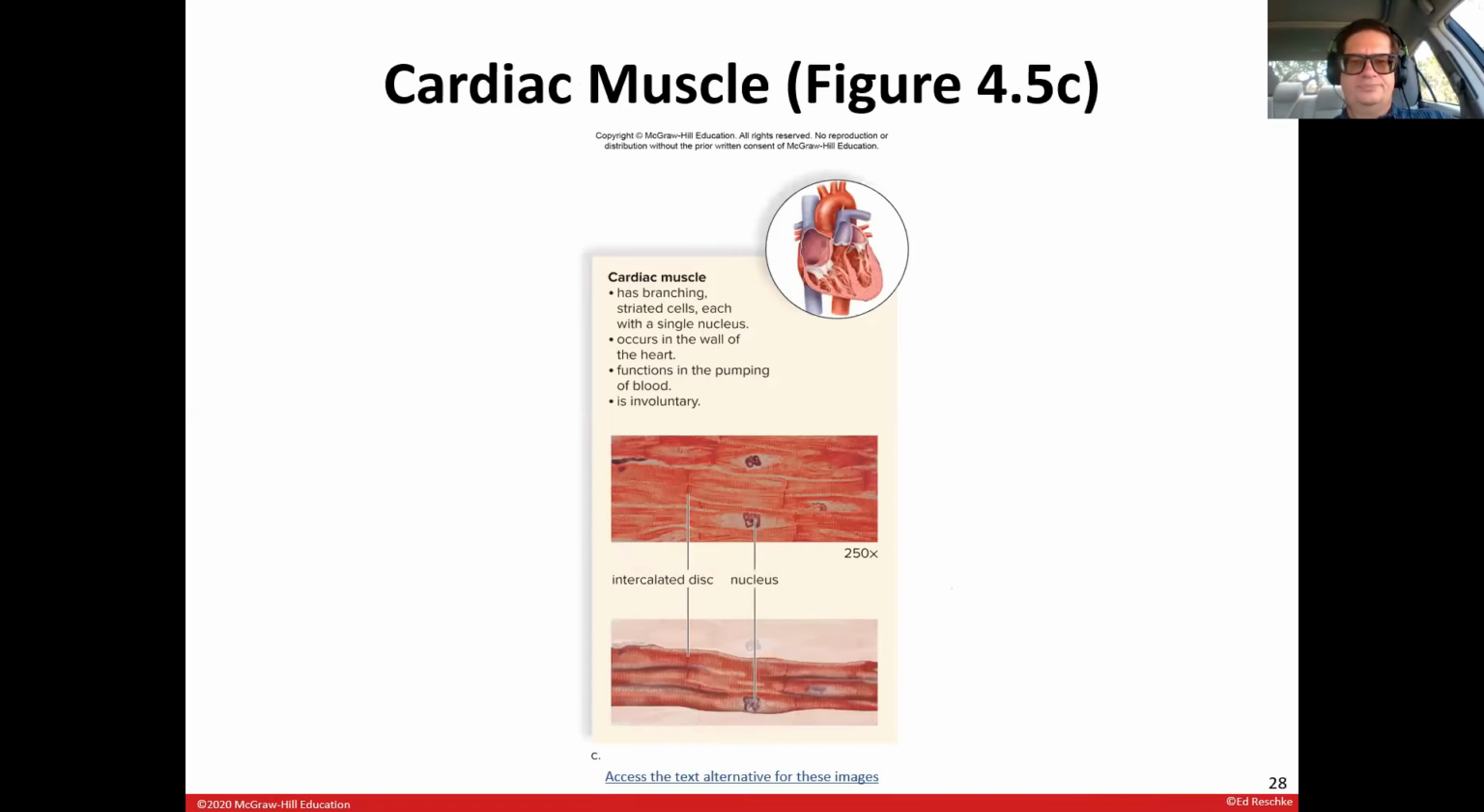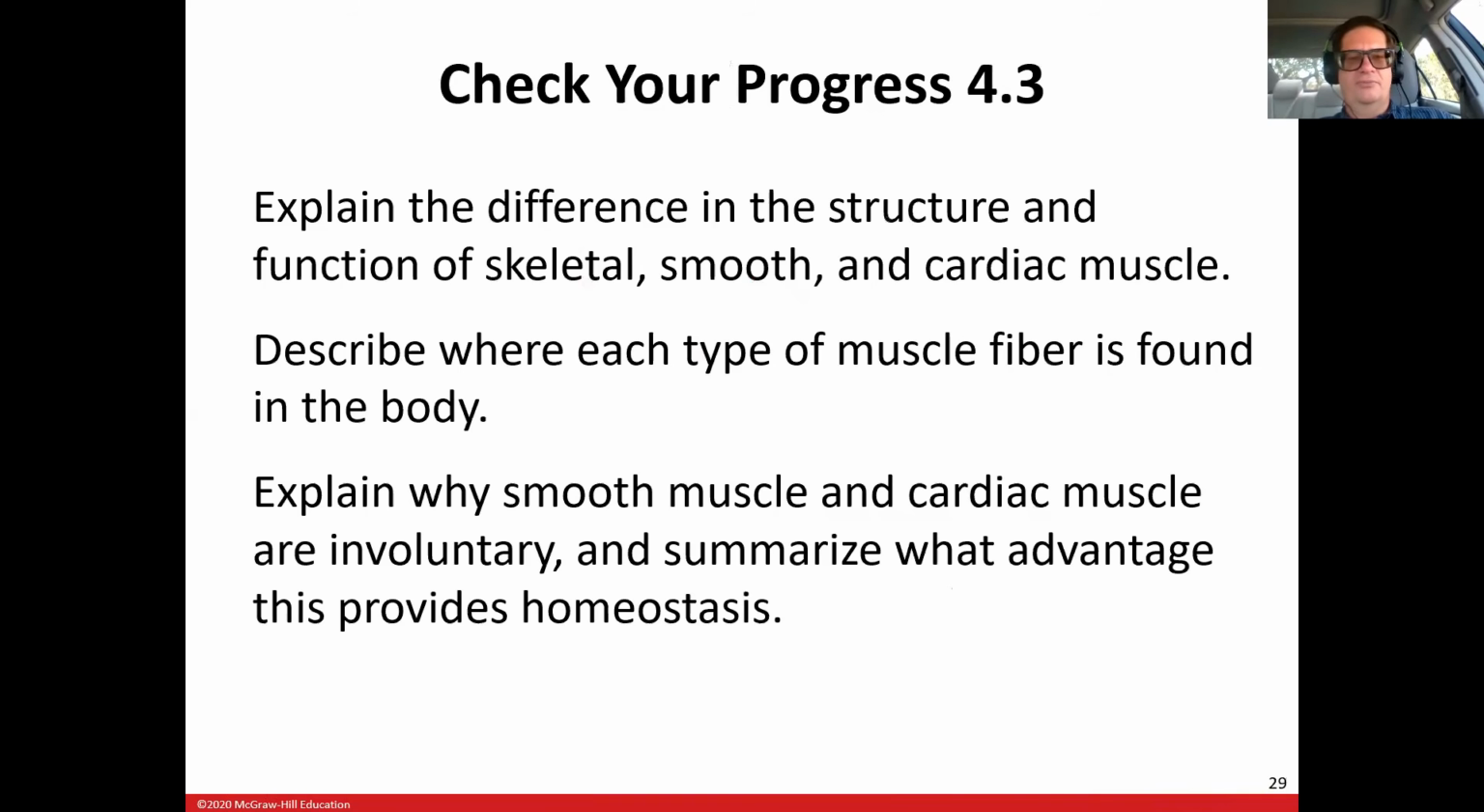All right. Cardiac muscle: branching, striated cell, single nucleus. It's found in the wall of the heart. Pumps the blood. It's involuntary. We're good with all this.